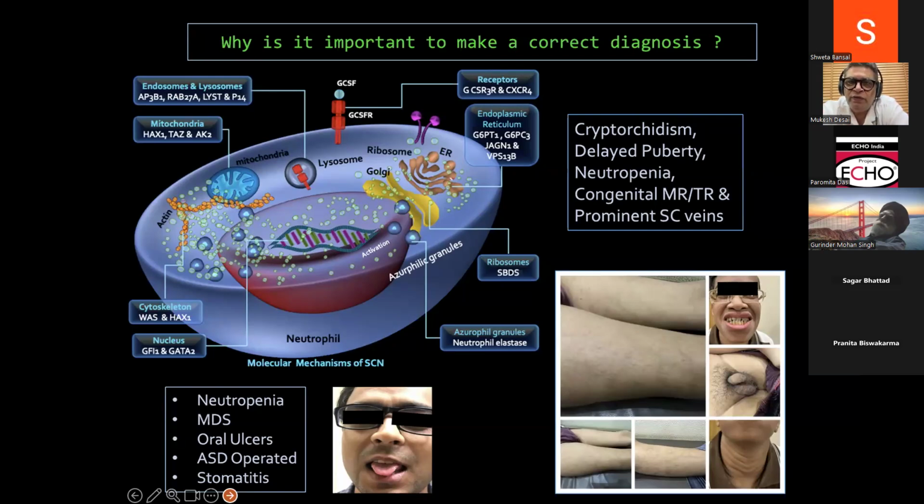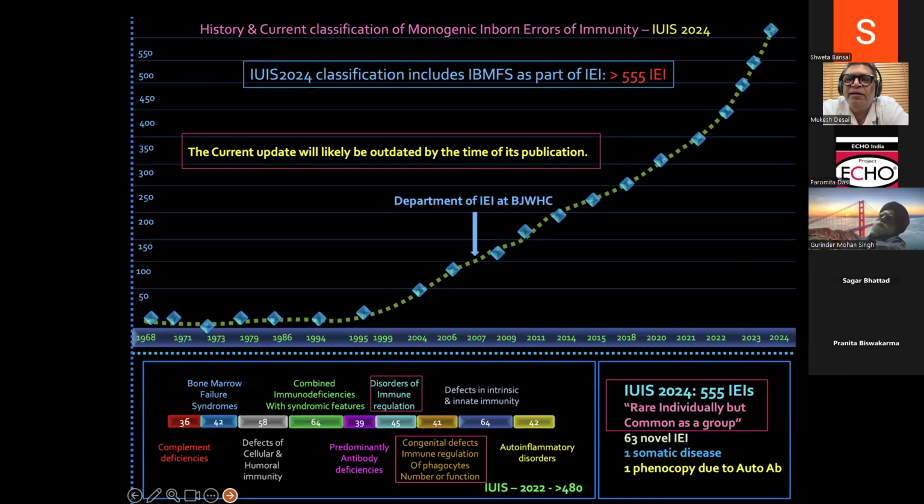If you look at the situation of inborn errors of immunity, they are increasing by leaps and bounds. When we started our department, there were approximately 99 inborn errors of immune deficiency in 2007, and last year we had about 480, and now in the 2024 IUIS classification, we have more than 555 inborn errors of immune deficiency.